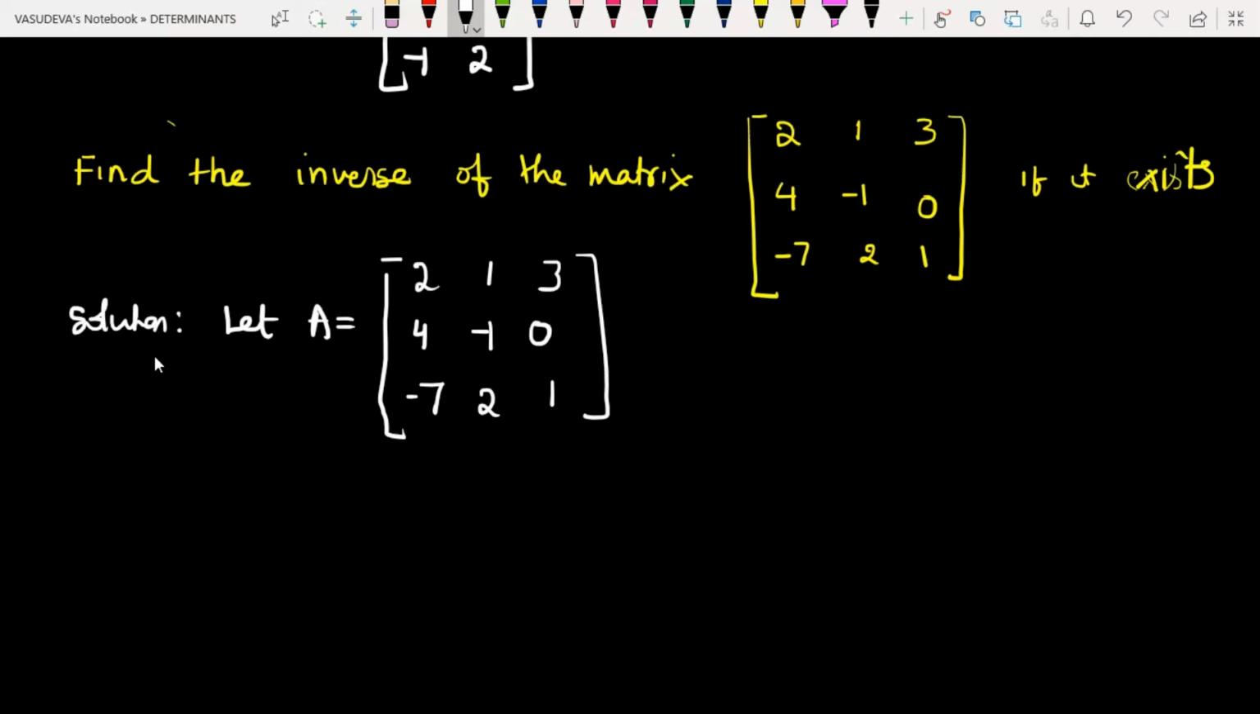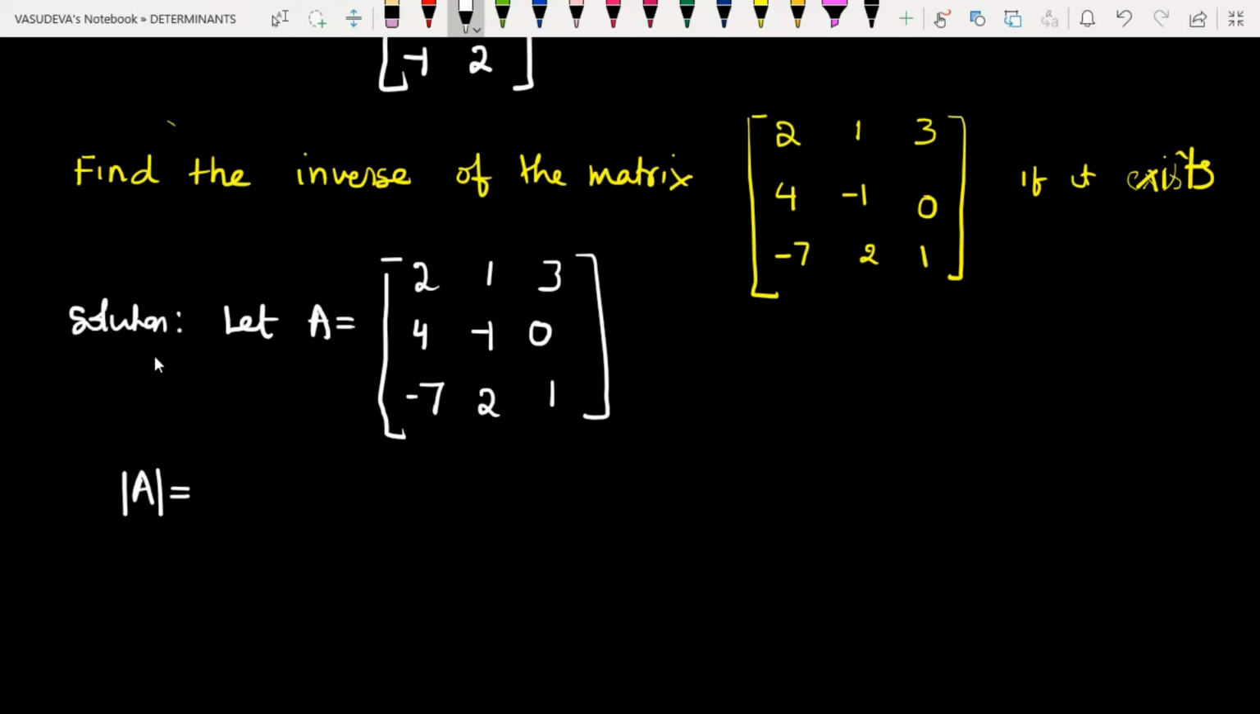If the matrix is singular, then the inverse of the matrix does not exist. So therefore we have to show that if it exists, now we have to find out whether determinant of A is equal to 0 or not equal to 0. So it is better to find out determinant of A first to find the inverse of the matrix.